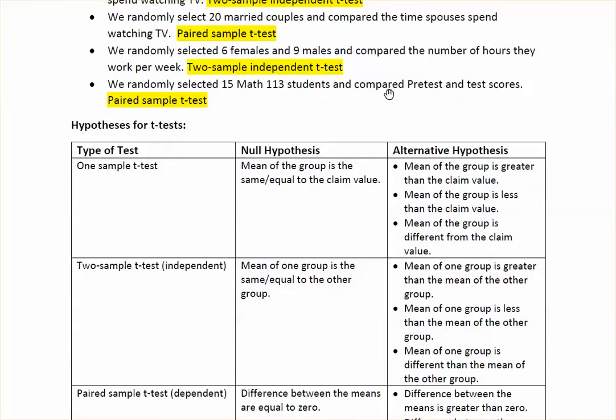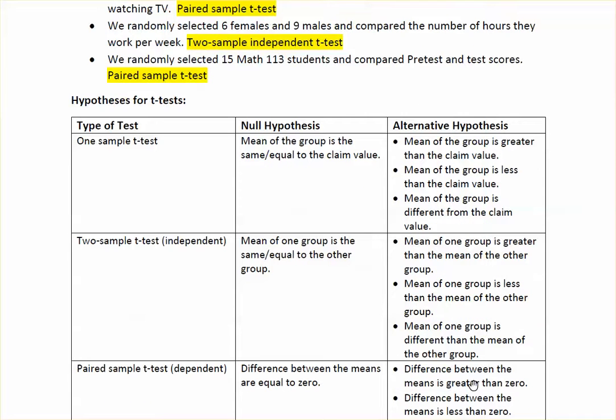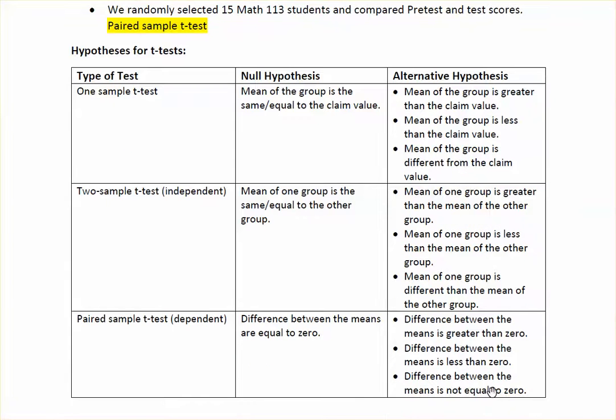So if you think about this one, pre-test and test scores, what they're actually doing to calculate this is subtracting pre-test minus test and then comparing that difference, so the amount of difference between the two. And so that's where it is greater than 0, less than 0, different than 0.